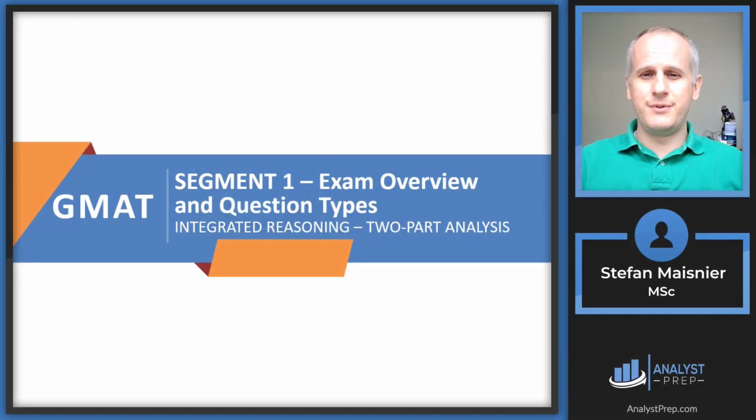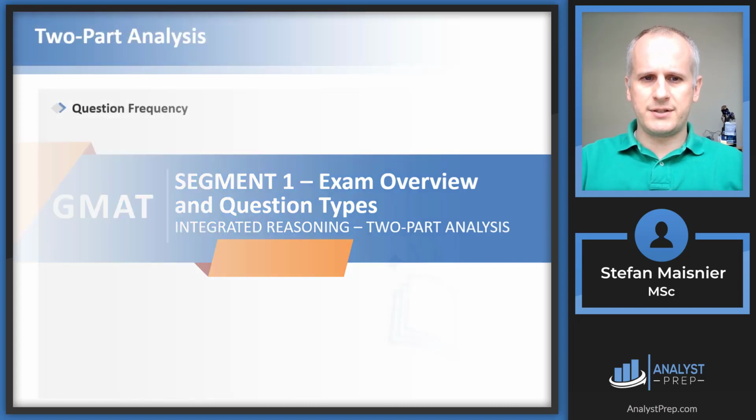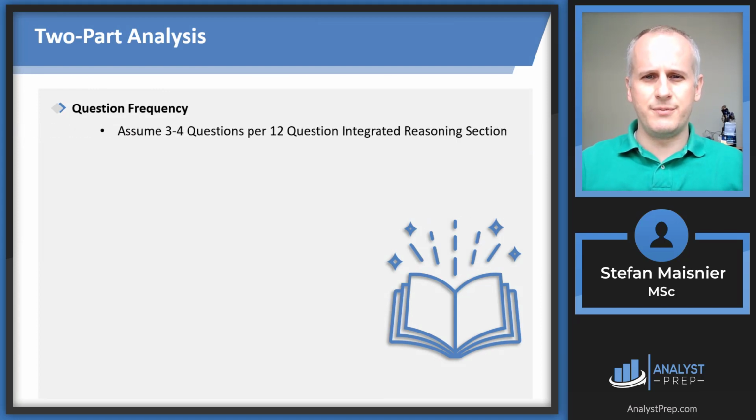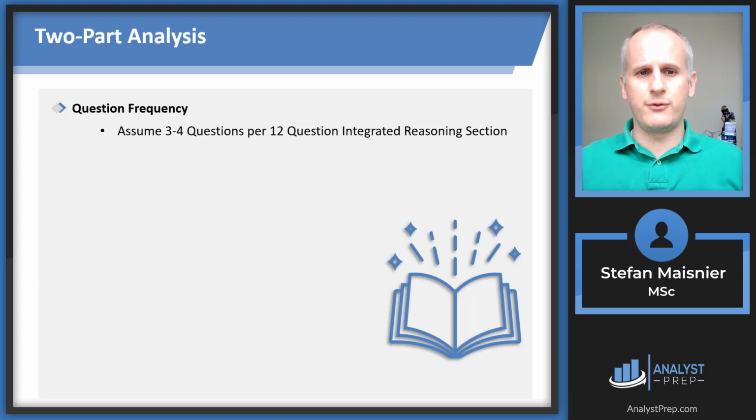Hello and welcome to this lesson on one of the 4 types of questions you'll find in the GMAT integrated reasoning section, two-part analysis. So let's begin by just talking about the question type and how frequently you'll see it. You want to assume that there will be somewhere around 3 to 4 questions in the two-part analysis format for each 12-question integrated reasoning section.